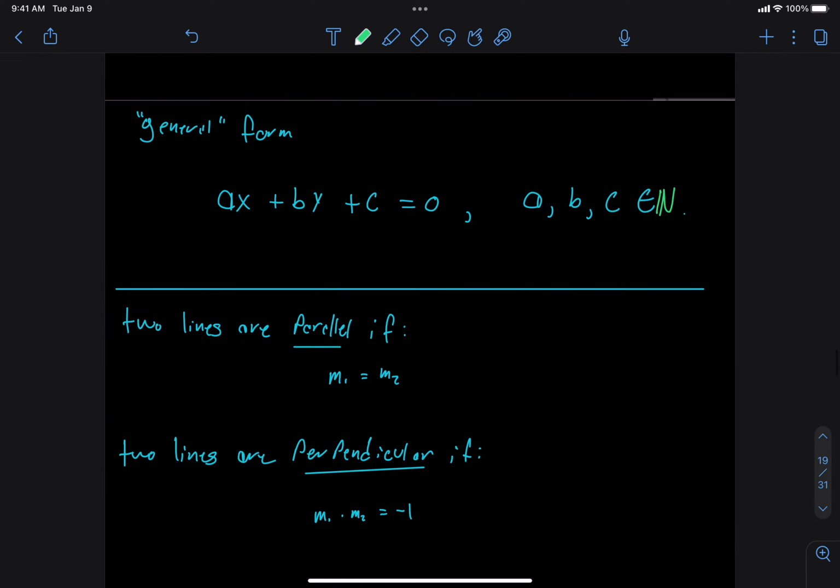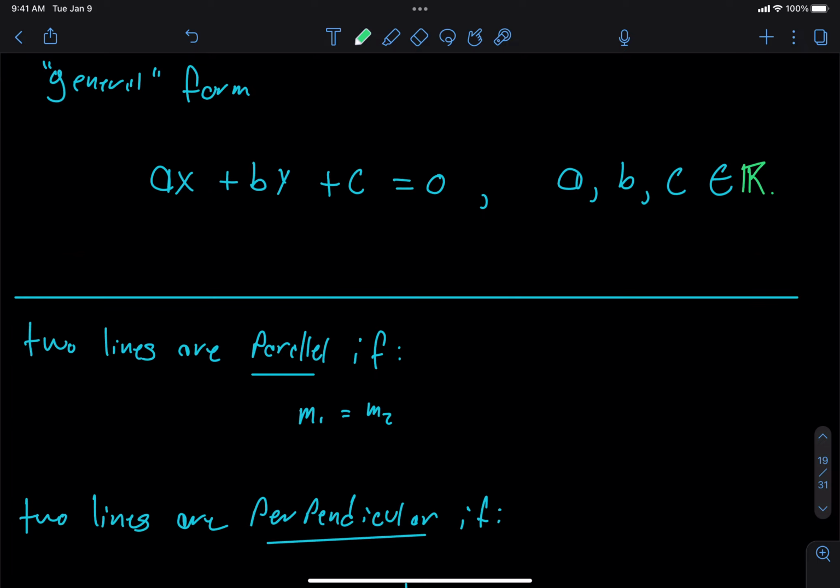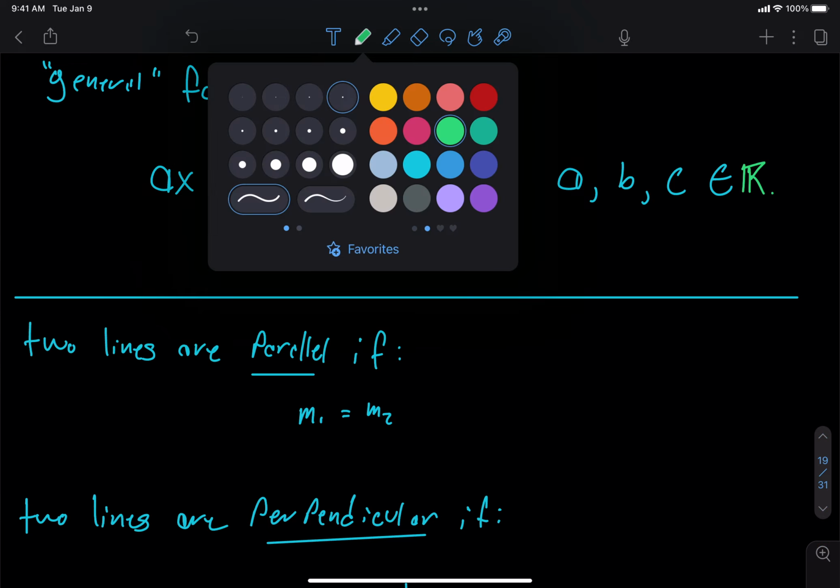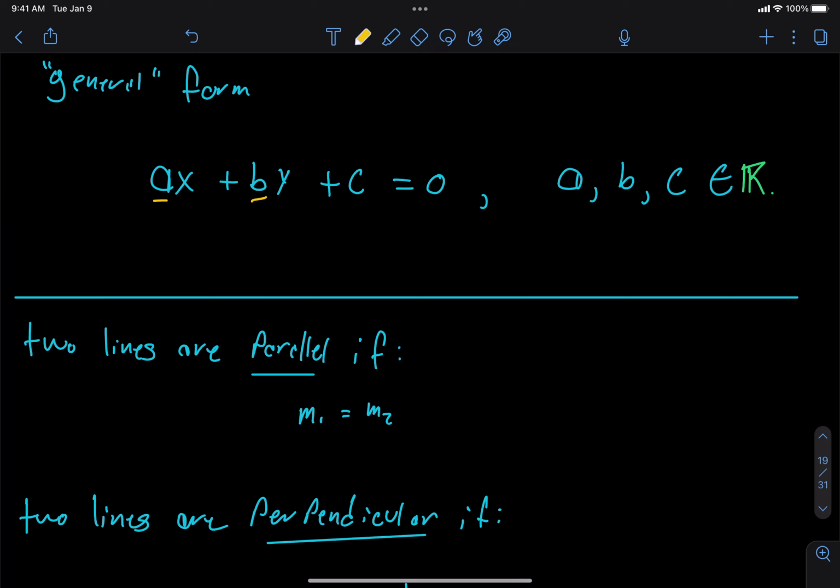Okay. Yeah, that's not possible, because then you can't do some of the lines. We'll keep it as r for now. Okay, so what do we have? We have ax plus by plus c, where our variables are, of course, x and y, and our constants are a, b, and c.